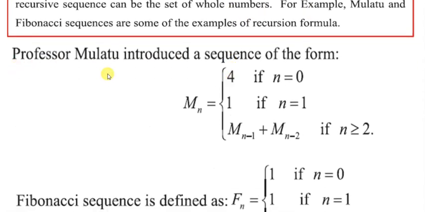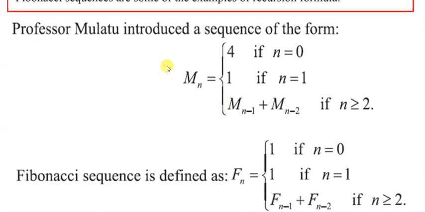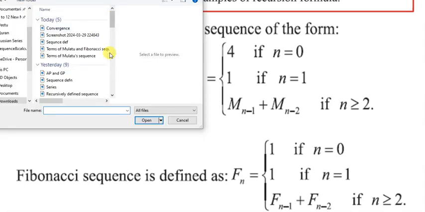As you can see here, Professor Mulatu introduced a sequence of the form mn is equal to 4 if n is equal to 0, and 1 if n is equal to 1, and also mn is equal to mn minus 1 plus mn minus 2 if n is greater than or equal to 2. Now, what are the terms of the Mulatu sequence? Let us see the terms of the Mulatu sequence. The terms can be described as such. Here are the terms.